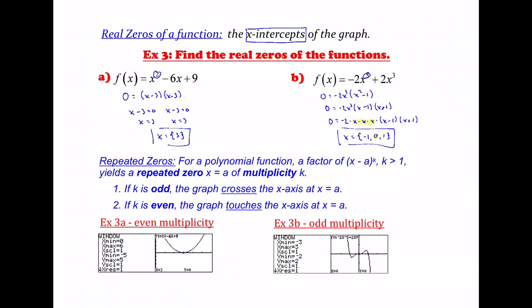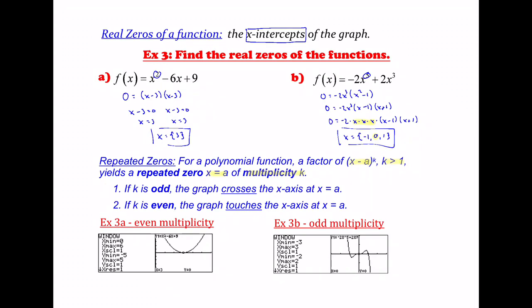So what we want to look at is what's called repeated zeros. Repeated zeros for a polynomial function come from a factor of x minus a. When a factor occurs more than once, it yields what we call a repeated zero. x equals a has a multiplicity of however many times that factor actually occurs.